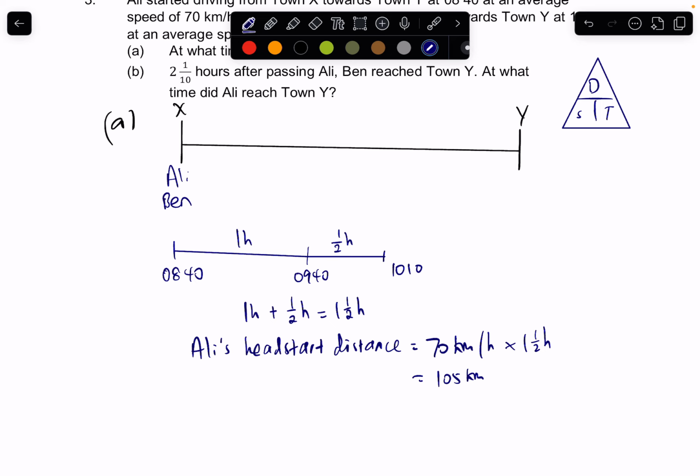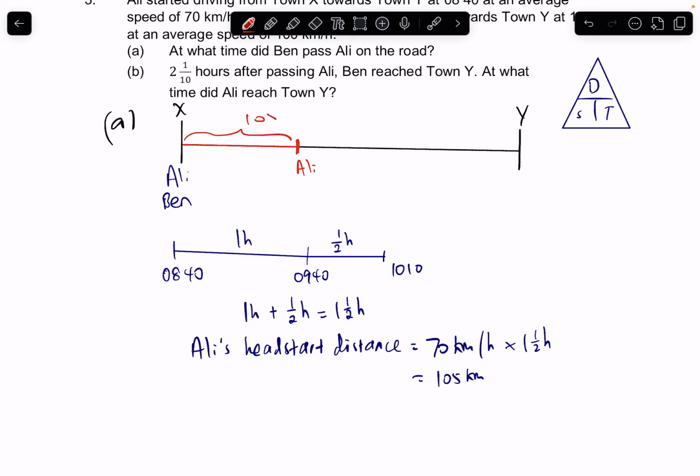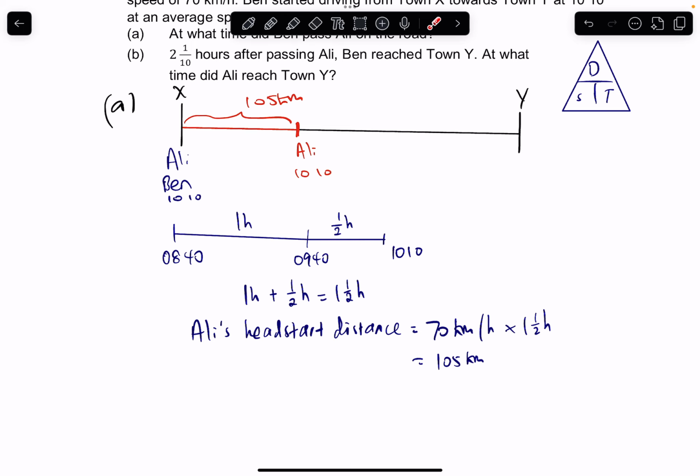Now, let's draw this straight line, because this is where Ali is moving for a head start. Ali is here now. He is at 105 kilometers away, and this is a timing of 10:10. This is also when Ben will start his journey. He will try to catch up with Ali. So let's see how to actually solve this question.